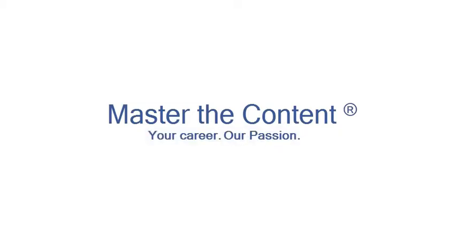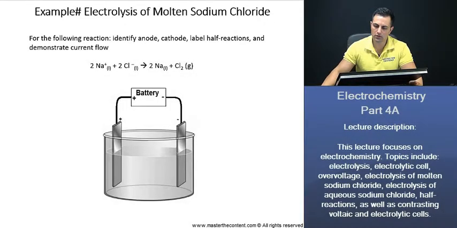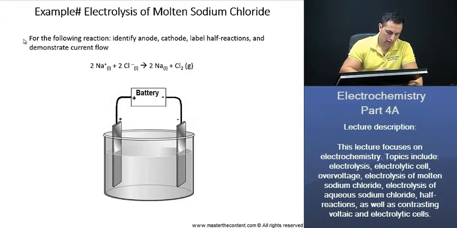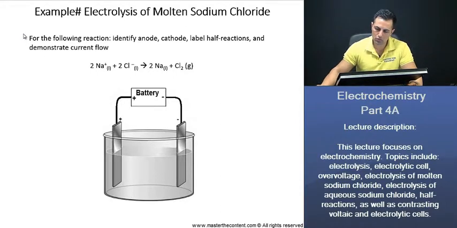The electrolysis of molten sodium chloride. Typically, you're going to see electrolysis reactions in a single beaker, as we see here, right? Okay, wonderful. For the following reaction, we need to identify the anode, cathode, label half reactions, and demonstrate the electron flow. Great.